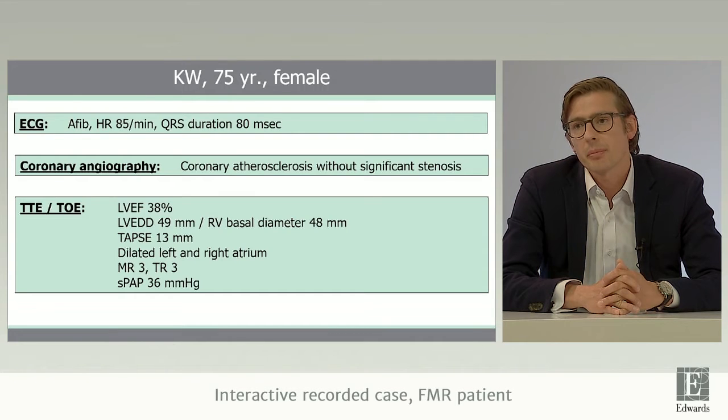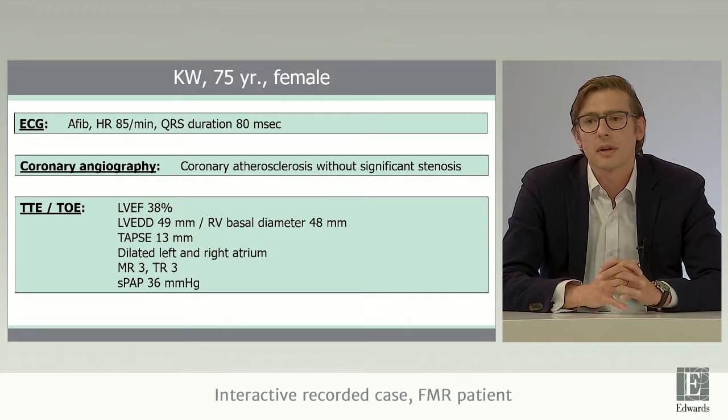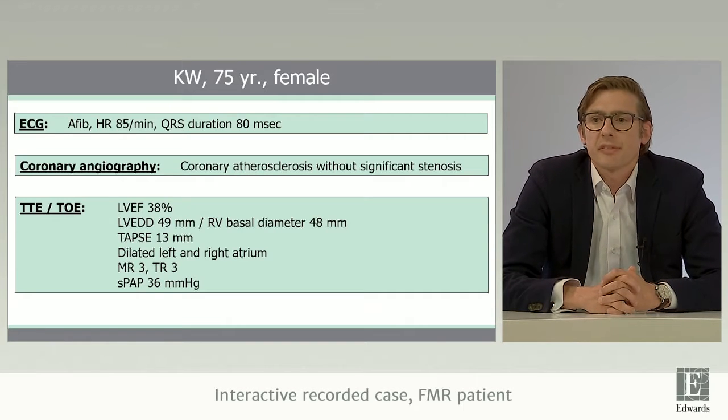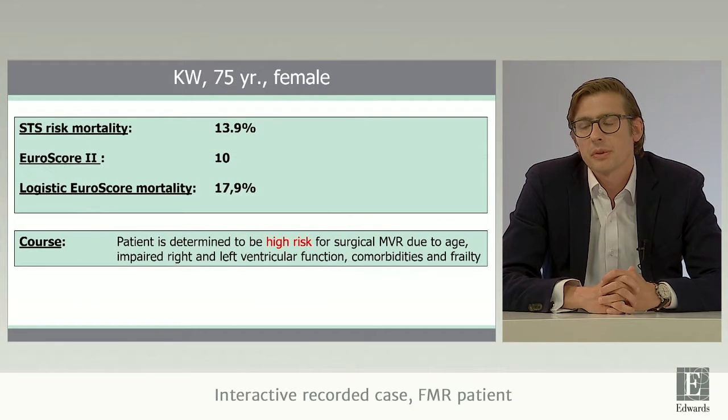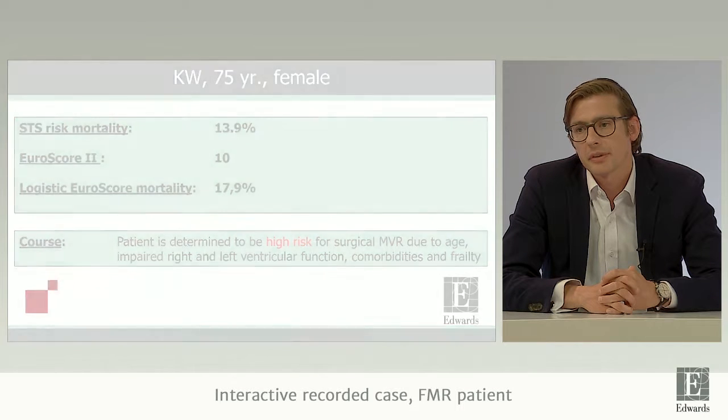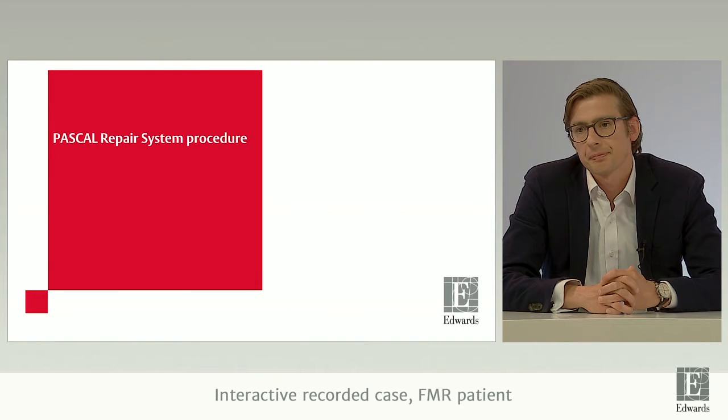ECG showed AFib, coronary angiograms with some atherosclerosis but no significant stenosis, and then the echocardiographic assessment: left ventricular ejection fraction reduced at 38%, also reduced right ventricular ejection fraction, and some increase in pulmonary artery pressures. Her risk scores, as demonstrated here, were certainly high, and therefore the decision in the heart team was that this patient is best treated by a transcatheter approach.